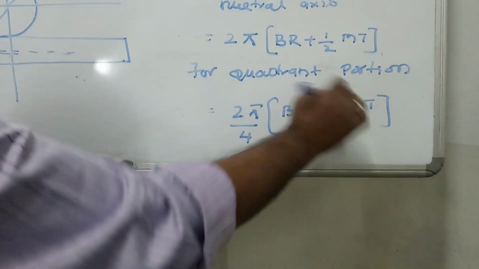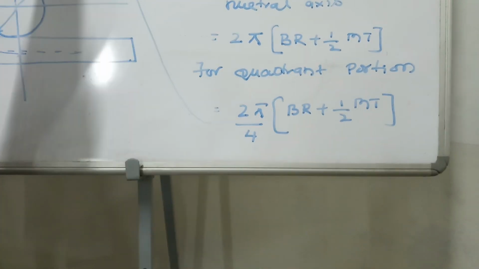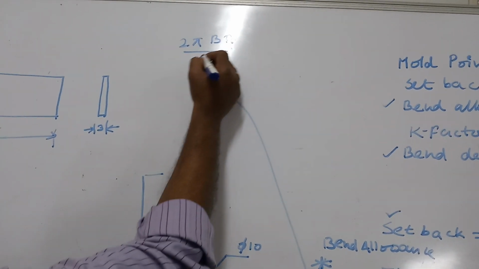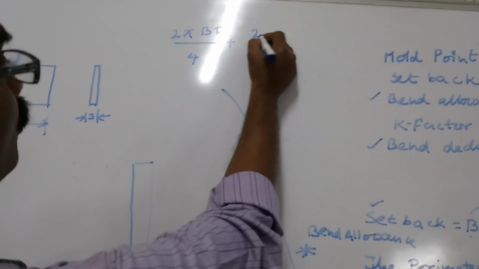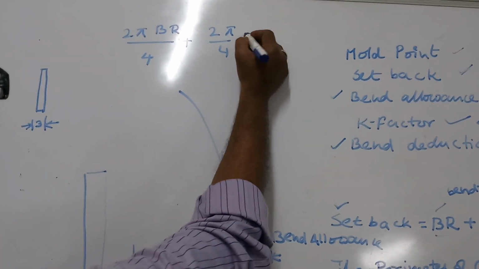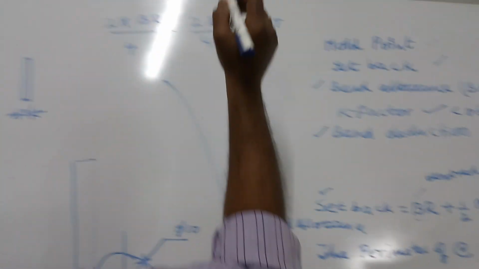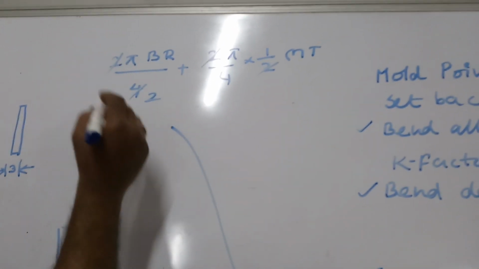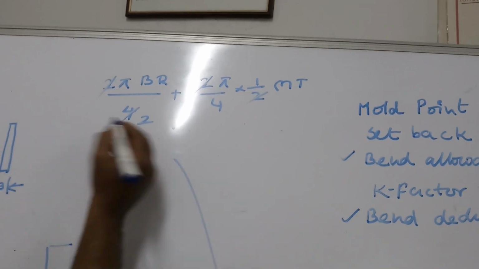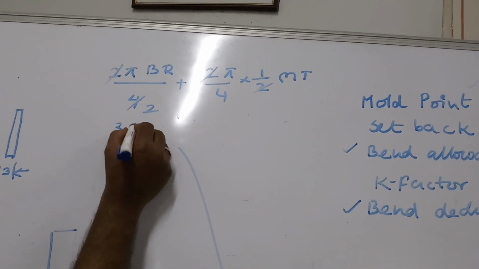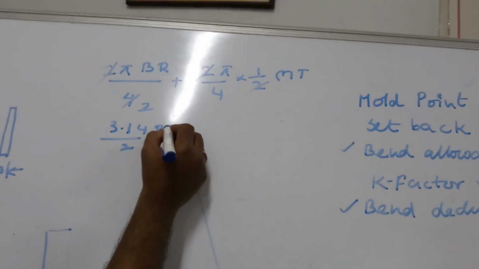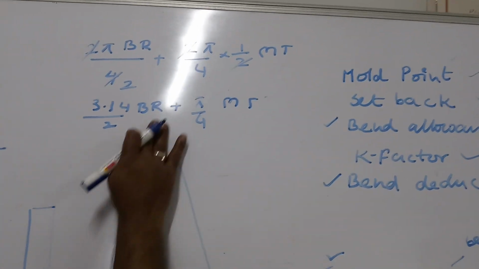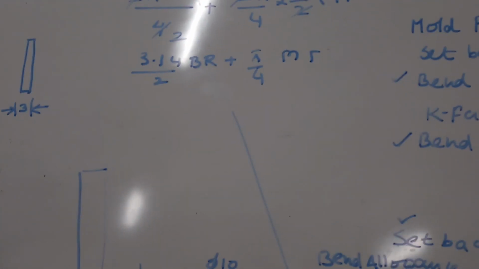So after simplification, how does it come? Just look at this. 2 pi Br by 4 plus 2 pi by 4 into half of the material thickness. So hope now these two get cancelled. This is 2. So pi by 2 Br, that is 3.14 by 2 Br, plus this is pi by 4 material thickness. So what is it that we are calculating? We are calculating bend allowance.